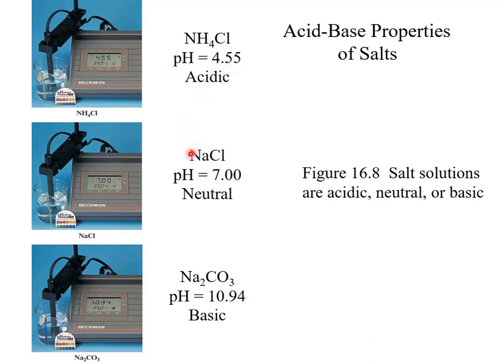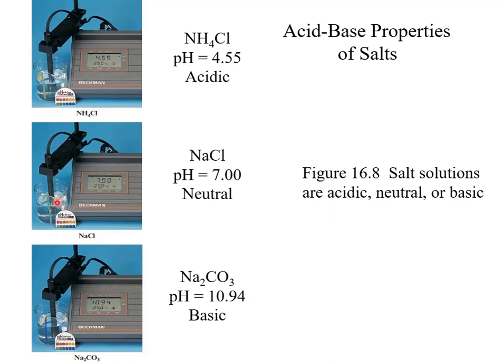If I dissolve sodium chloride into water, I do get a neutral pH of 7.0. And if I dissolve sodium carbonate into water, I don't get a pH of 7 or 4.55. I get a pH of 10.94, which is basic. And so these are the images.